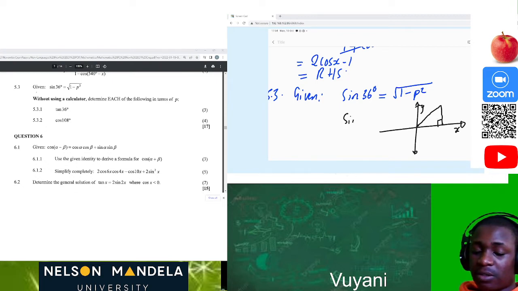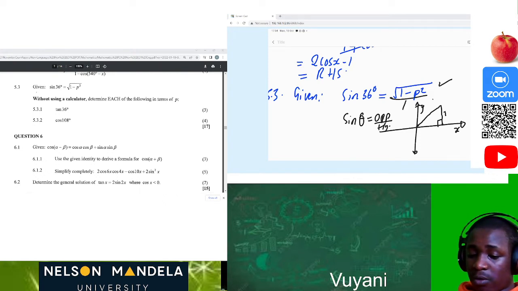We know that according to the Pythagoras theorem, sine theta is equal to opposite over hypotenuse. So in this instance, this is our opposite side and this is our hypotenuse. Our opposite here is going to be the square root of 1 minus p squared, and our hypotenuse is going to be 1. So in other words, we must also calculate the value of x.